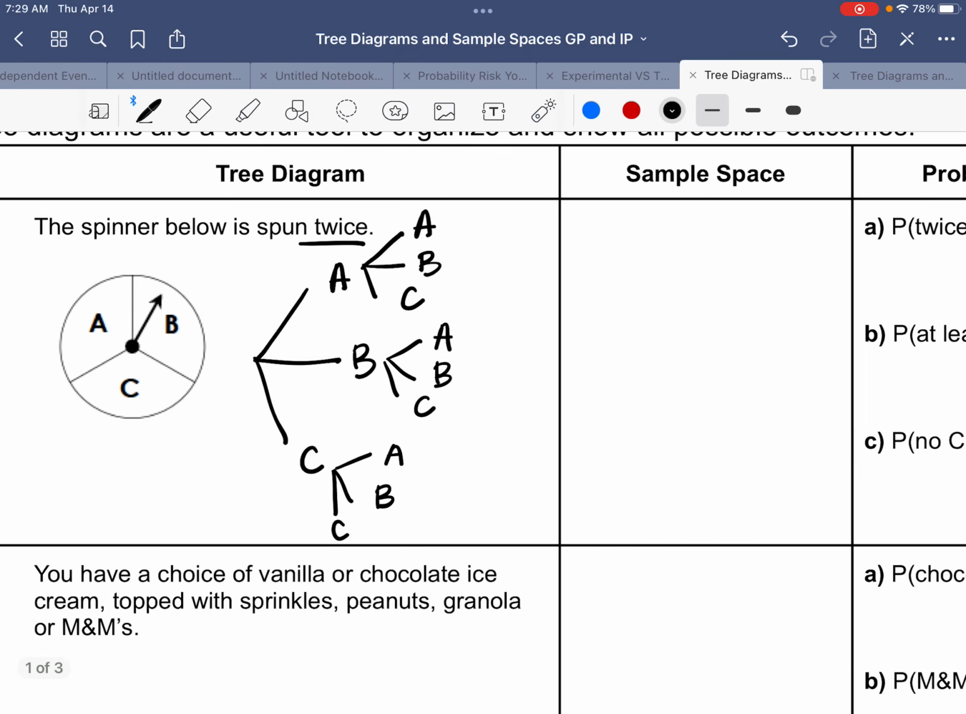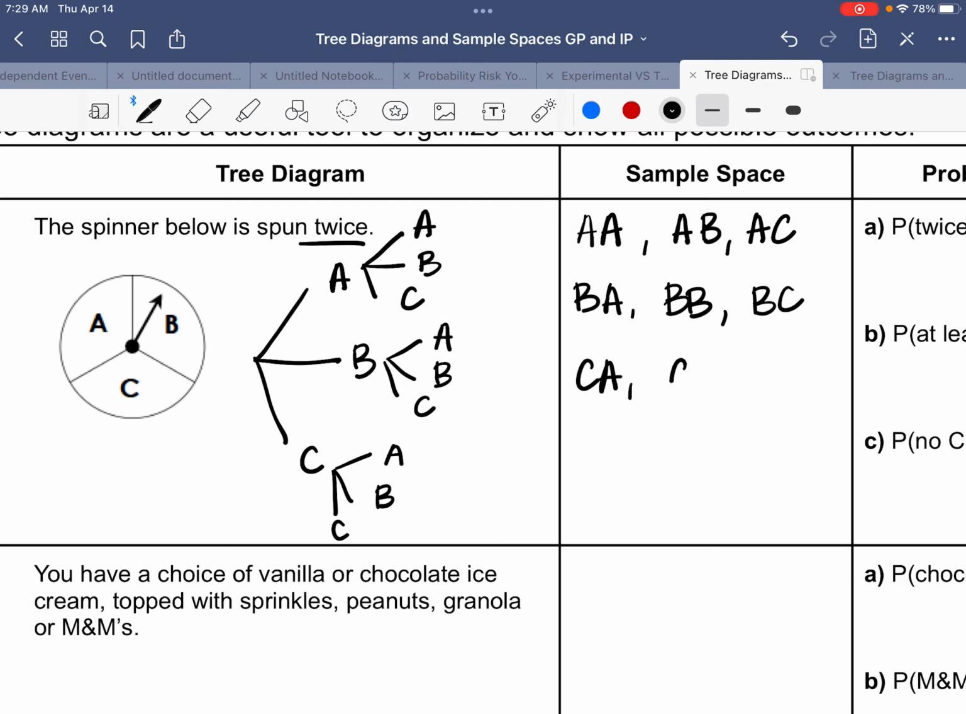We're also going to list out what our sample space would be. So our first outcome would be if we land on A, we could land on A again. Next, if we land on A, we could land on B the second time. And then after that, it would be A and then C. If you got B the first spin, you could get A on the second spin, or you could get B and then B, or you could get B and then C. And then our last set of outcomes would be C and then A, C and then B, C and then C.